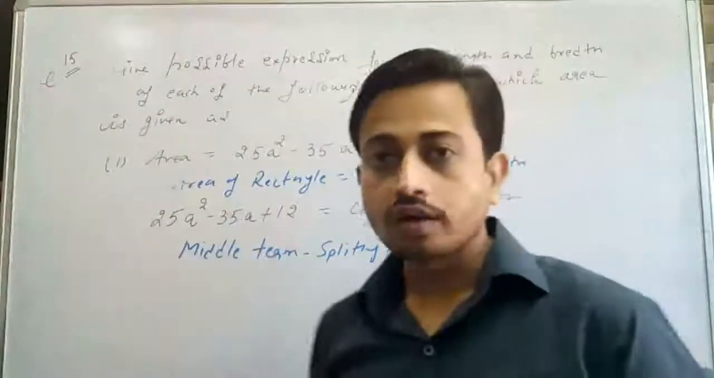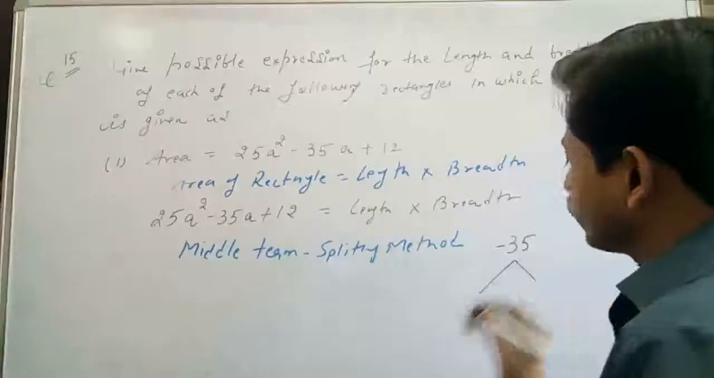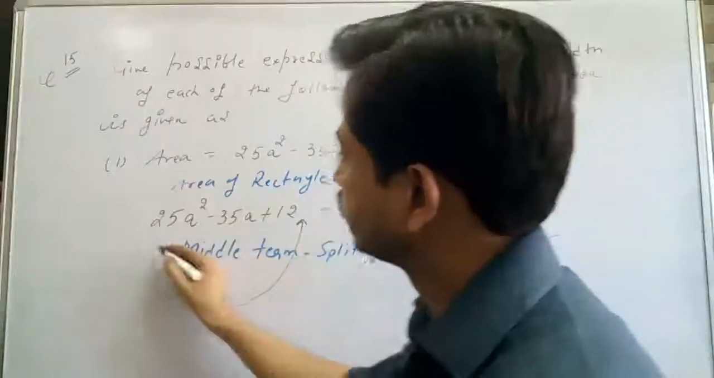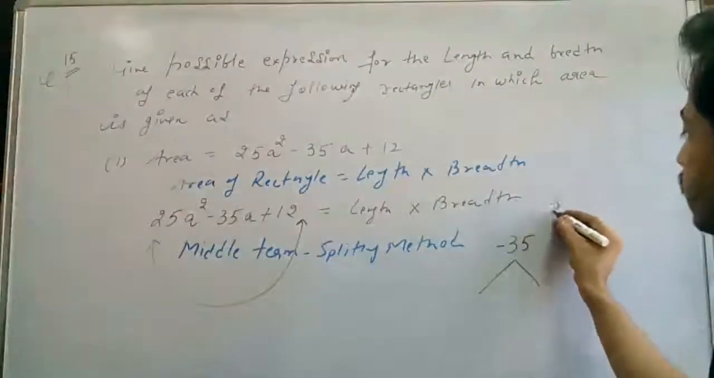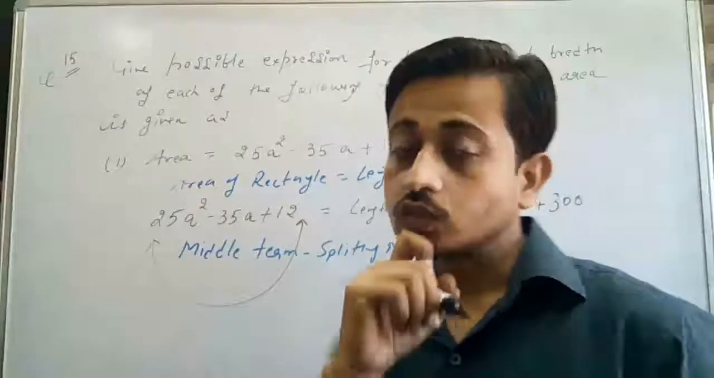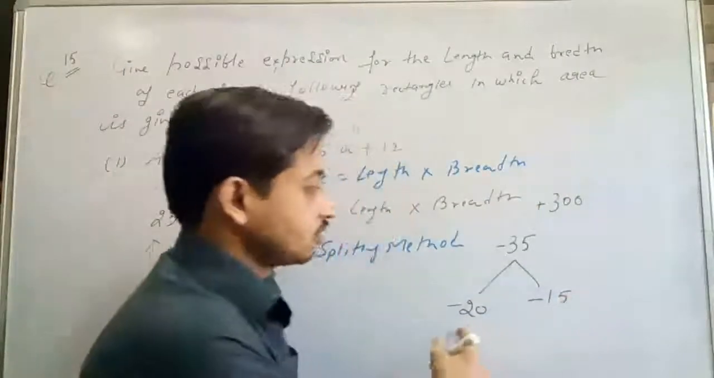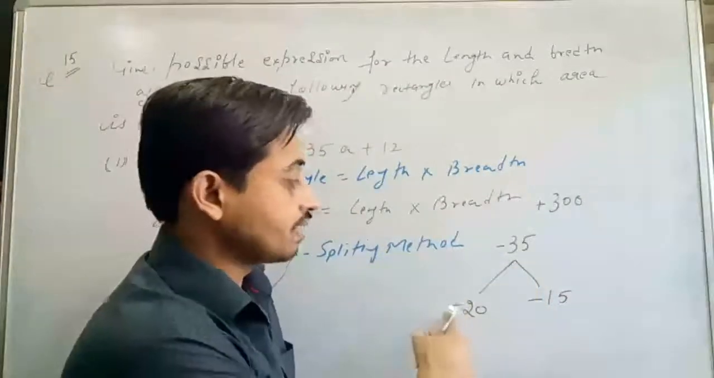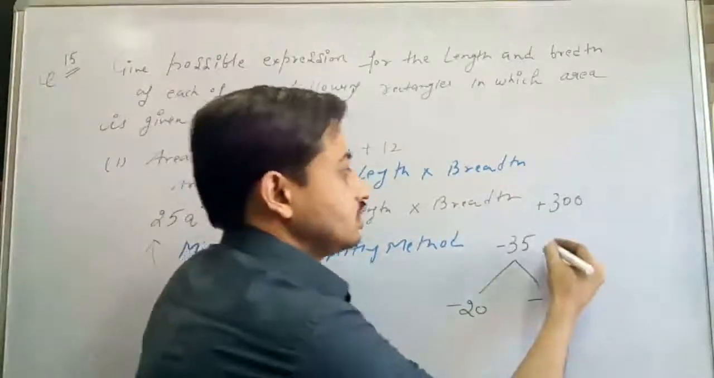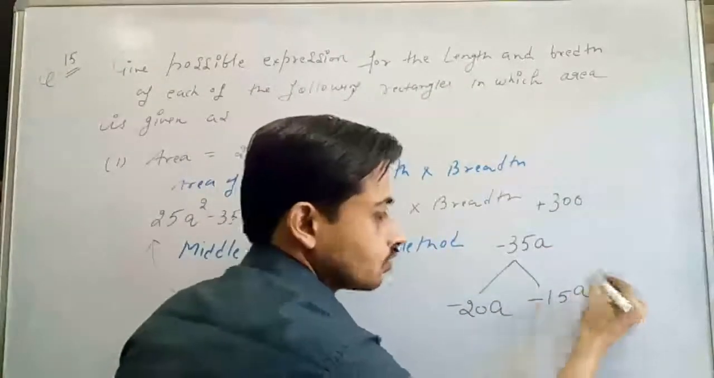Now the middle term is minus 35. I am writing minus 35. So you have to factorize. And what's the product? 25 multiplied by 12. You get positive 300. So what are the factors? The factors are minus 20 and minus 15, because if we add we get minus 35, and if we multiply, minus minus becomes positive: 20 into 15 we get 300. So this is a factor, and this is also a.